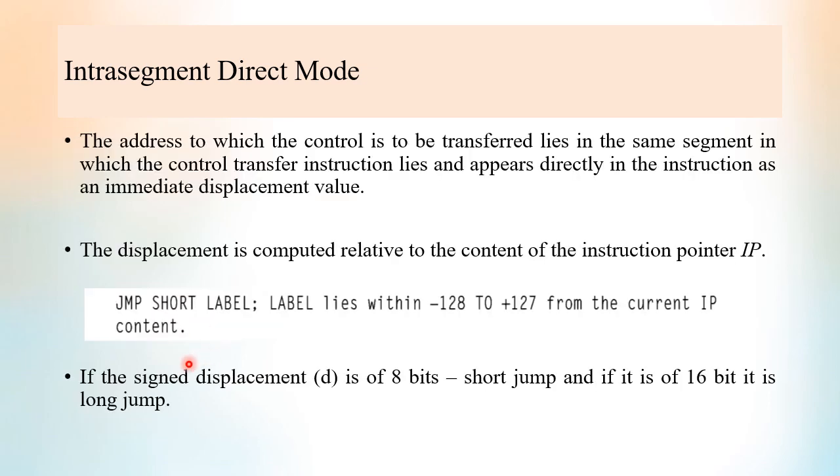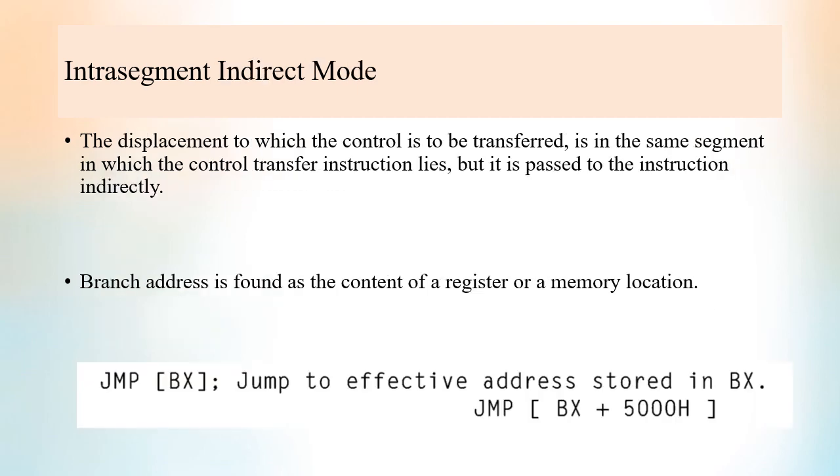Depending upon the distance between the jump instruction and the label instruction, we will classify it as a short jump or long jump. If the displacement is of 8 bits, that is a short jump, and if the displacement is of 16 bits, it is a long jump. So that is the intrasegment direct mode. Next is the intrasegment indirect mode. In the jump instruction, if the address to which the control is to be transferred is found in a register or in a memory location, we call it intrasegment indirect mode.